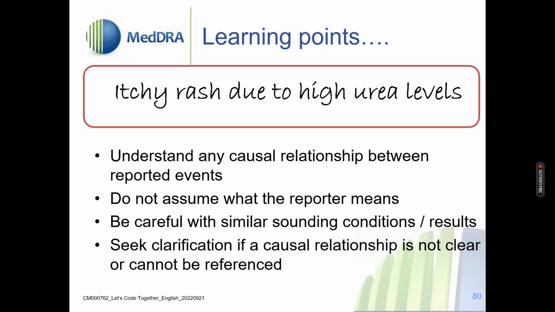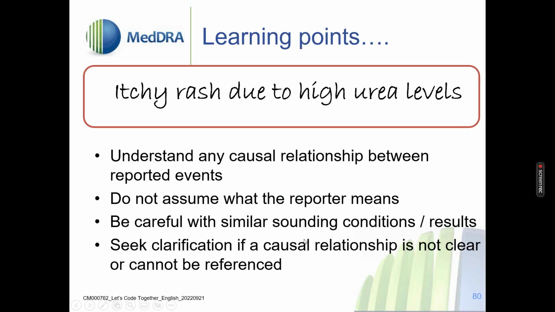So our learning points is that we would understand any causal relationship between the reported events. We would not assume what the reporter means with that. That goes for any term that we code. And we need to be careful with similar sounding conditions. We added this because with urea and uric acid, it's always worth double checking yourself so that you're not using something that sounds similar. So just double check there. We are using urea, which has uremia, not uricemia. So just double check that. And seek clarification of a causal relationship if you can't reference it or if you're not comfortable.